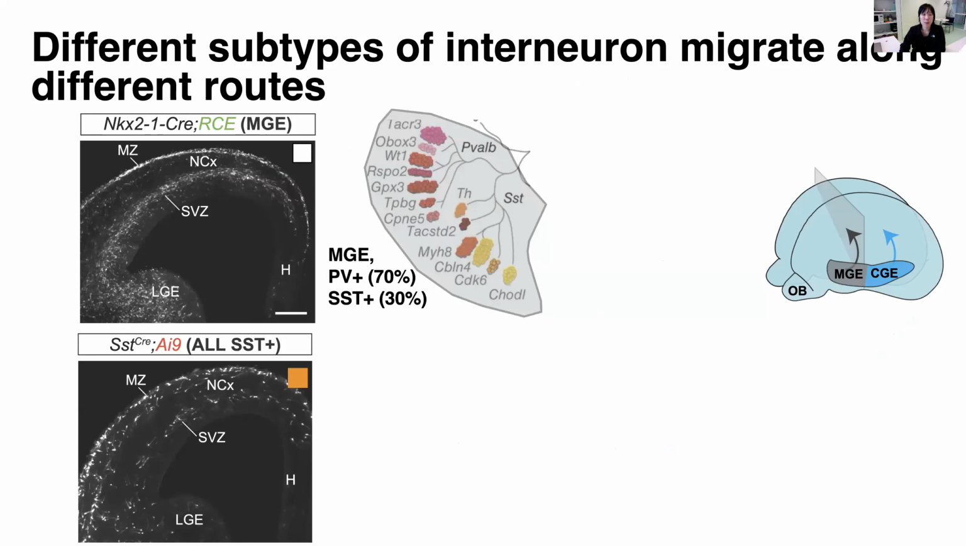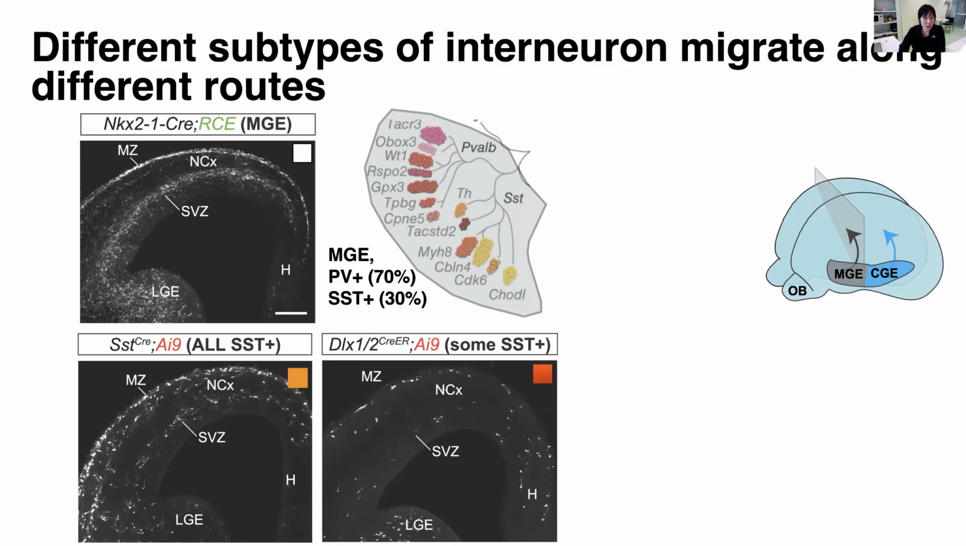Here I show you a comparison between the entire MGE population using the Nkx2.1 Cre line crossed with a reporter, as well as a subpopulation within this, the somatostatin population. What you can appreciate just by looking at these images is that there are relatively a lot more cells taking the marginal zone route in the somatostatin Cre population. We have also used a different line that marks a subset of somatostatin cells, and I'll come back to why this line is important.